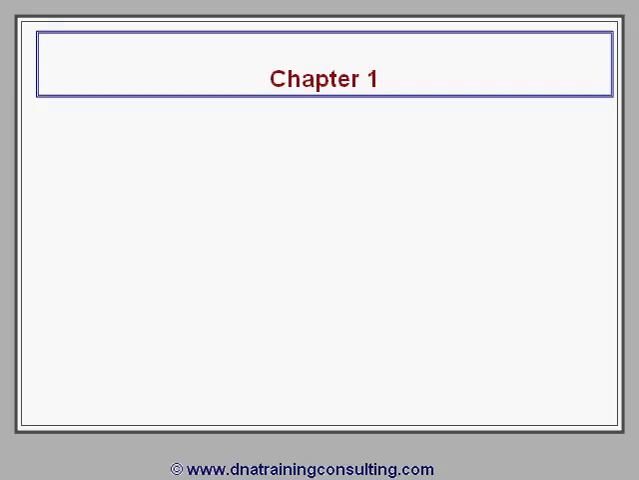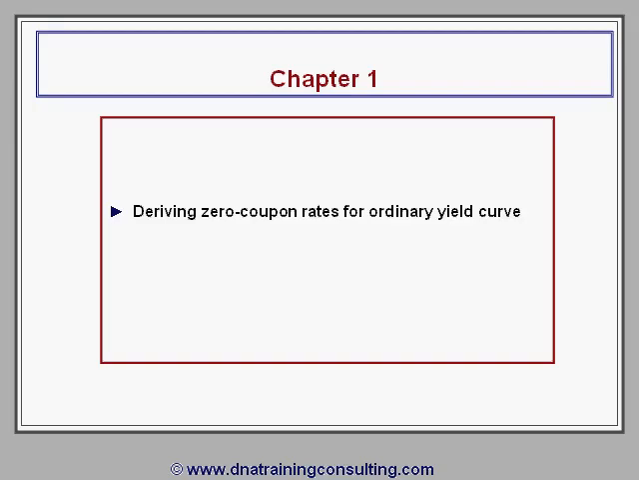This chapter 1 teaches you how to derive zero coupon rates from ordinary yield curves, as well as discount factors for each maturity using a process known as bootstrapping.